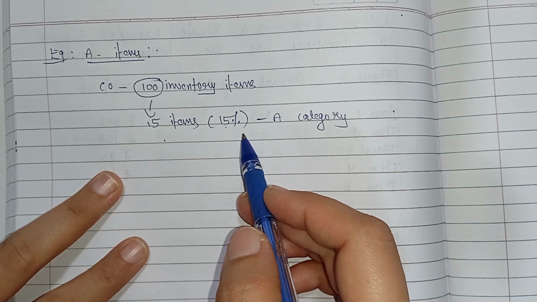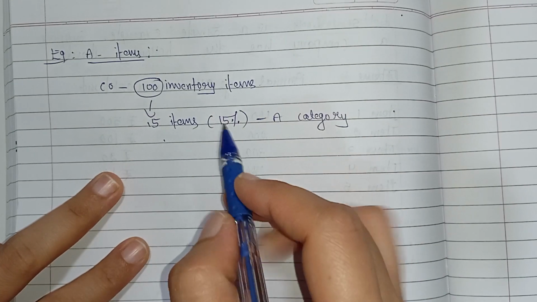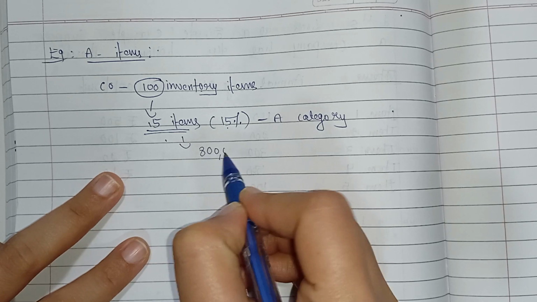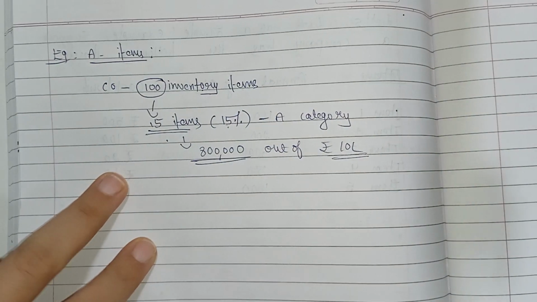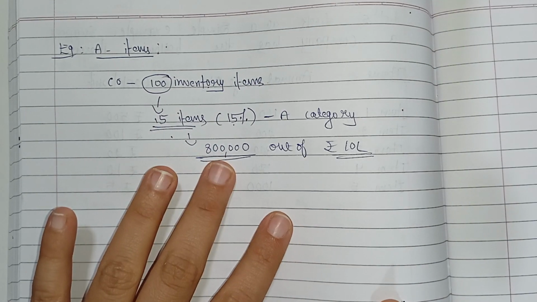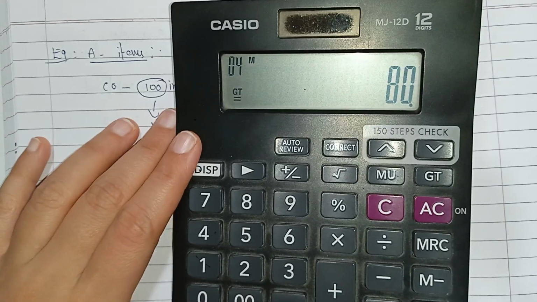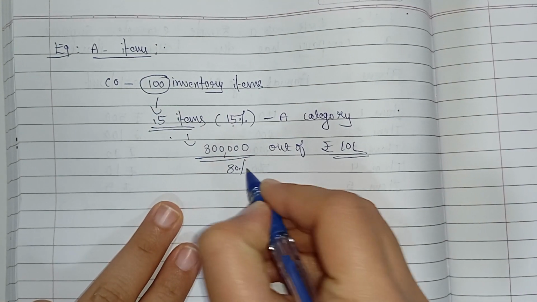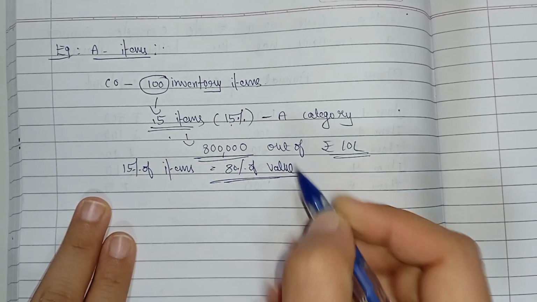Clear? But the total value of these items is rupees 8 lakh, meaning the total value of 15 items is rupees 8 lakh out of rupees 10 lakh. Clear? It means 15% of the items contribute 80% of the value. 80% of the value means 8 lakh divided by 10 lakh into 100, that is 80%. So 15% of items and 80% of value.